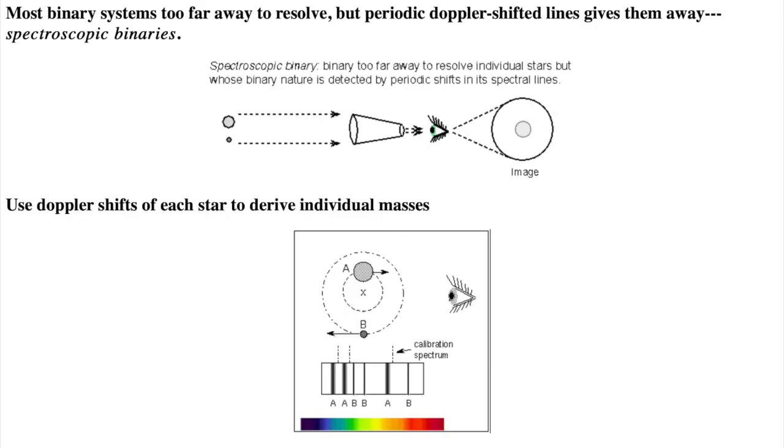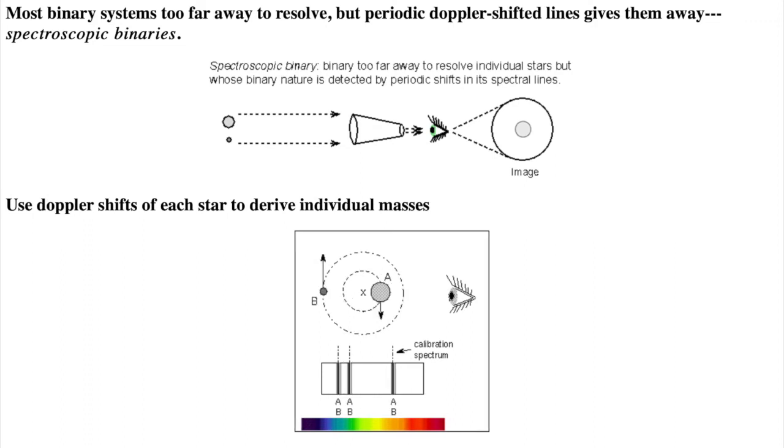Next slide. Most binary systems are too far away to resolve them, that is, see them as two individual stars, but their periodic Doppler shifted lines give them away. These are spectroscopic binaries. We use the Doppler shifts, i.e. the velocities, of each star to derive their individual masses.